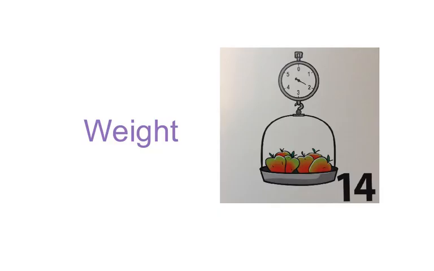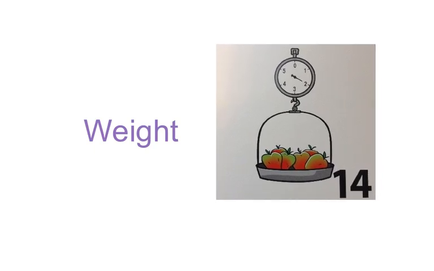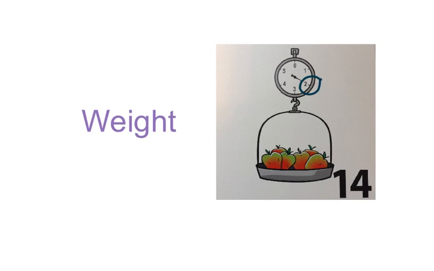Today is weight. April 14th is showing a picture of apples on a scale. You might have seen a scale like this at a grocery store to measure how much the apples weigh. If we look at the scale, we see the line is pointing to what number? 2. That means that these apples weigh 2 pounds. If you guessed weight for today, nice job figuring out our calendar piece pattern.